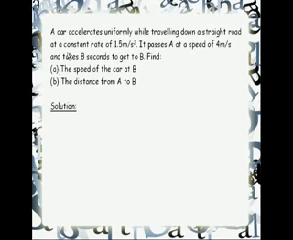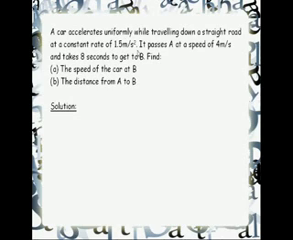Now we're going to look at an example. A car accelerates uniformly while travelling down a straight road at a constant rate of 1.5 meters per second squared. It passes A at a speed of 4 meters per second and takes 8 seconds to get to B. Find part A, the speed of the car at B, and part B, the distance between A and B.